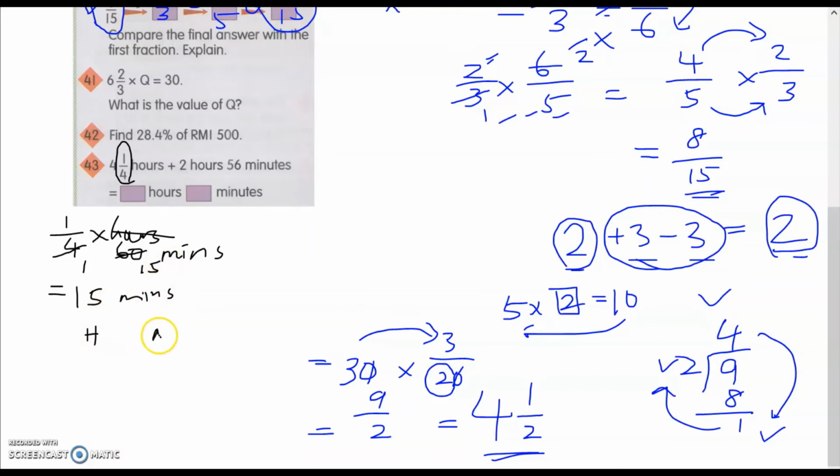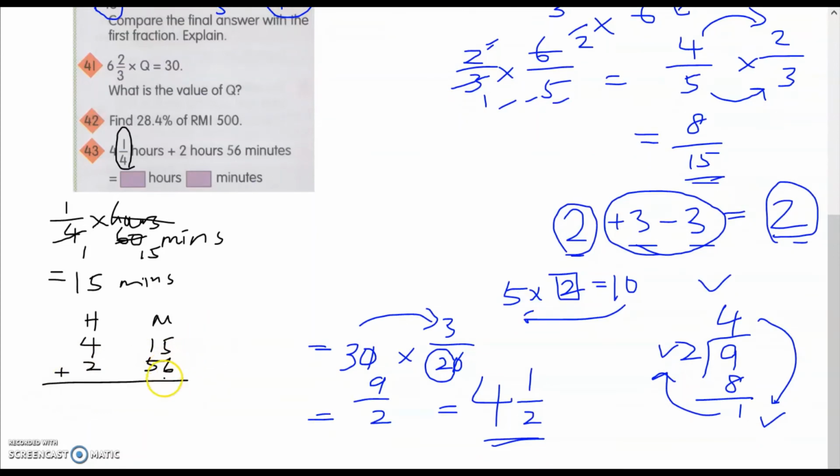Okay, now we can plus. So 4 hours 15 minutes plus 2 hours 56 minutes. So this one you plus, you get 71. This one you get 6. Okay, is this our final answer? 6 hours 71 minutes. Anything wrong here?